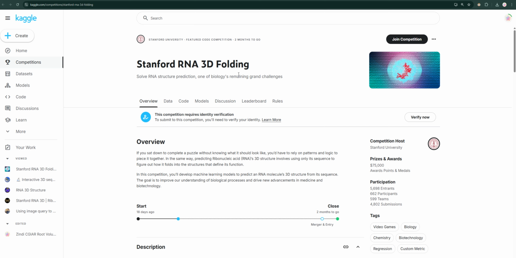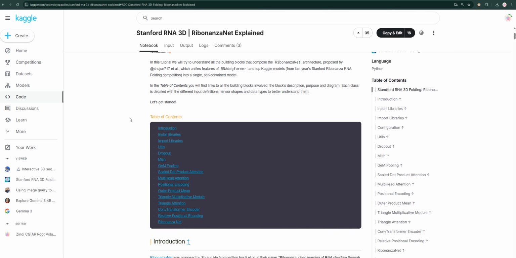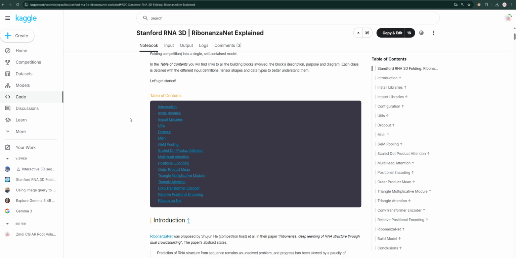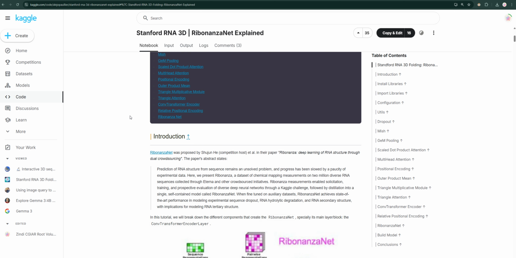I've got a detailed walkthrough of a notebook authored by Kaggle GrandMaster Moth. The notebook breaks down RibonanzaNet, a state-of-the-art architecture for RNA 3D structure prediction. Let's study this notebook together, examine each component piece by piece, understand how they work together, and see why this matters for fields ranging from drug discovery to understanding genetic diseases.